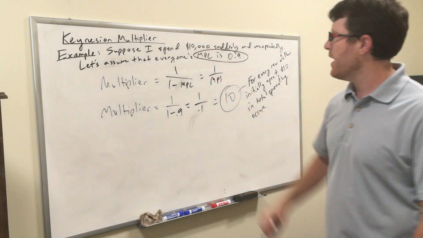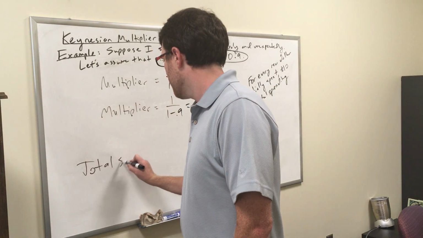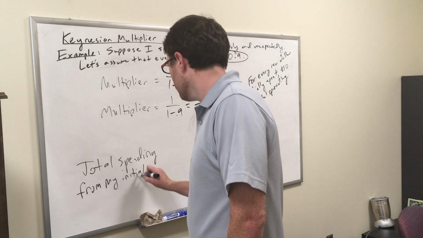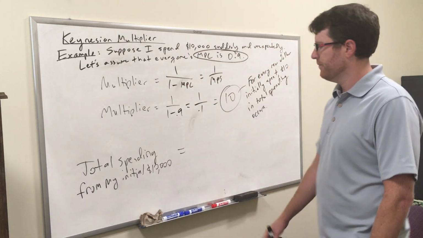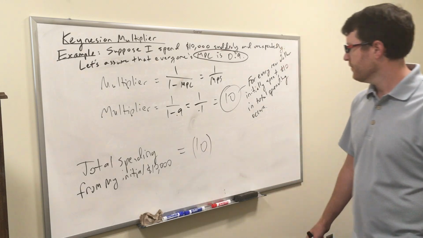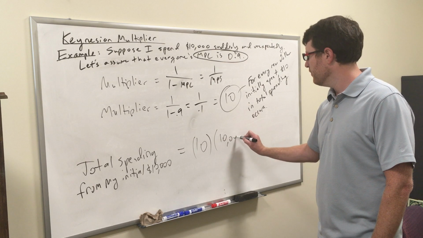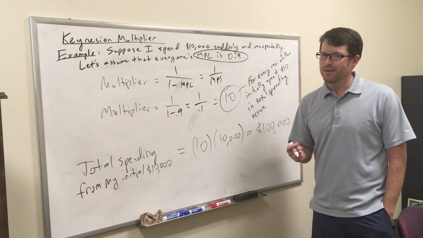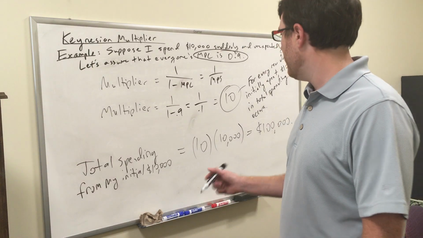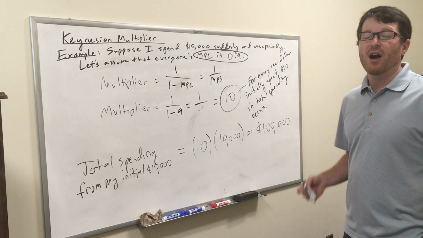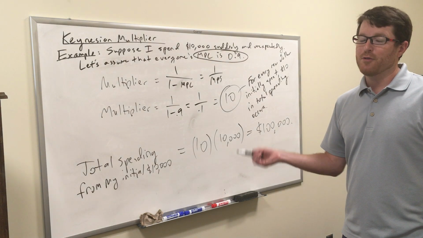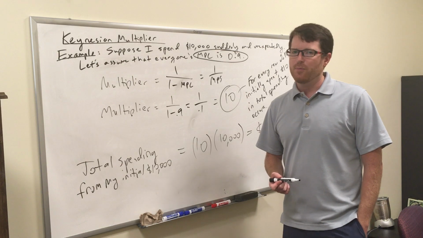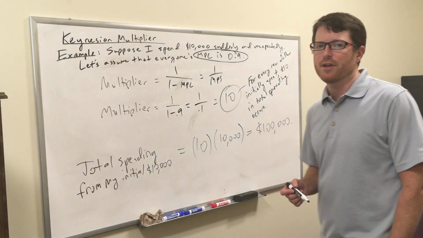So for our example, total spending from my initial $10,000 that I spent would equal the multiplier times the amount initially spent, which comes out to $100,000. So now you're getting a taste of why Keynes really cared about consumption. Because when I spend 10 grand to maybe buy a used car, that's going to generate perhaps $100,000 in total spending. Reverse that. If I don't buy the car, that's going to reduce consumption $100,000 from what it could have been. So if people stop spending and start saving, that can be really bad for the economy.